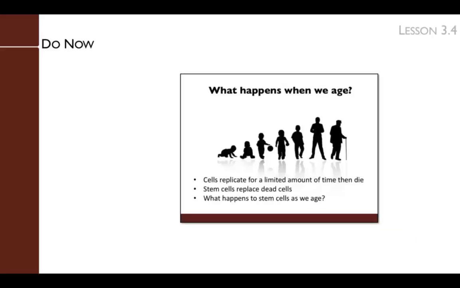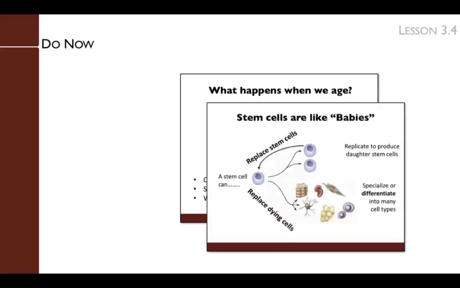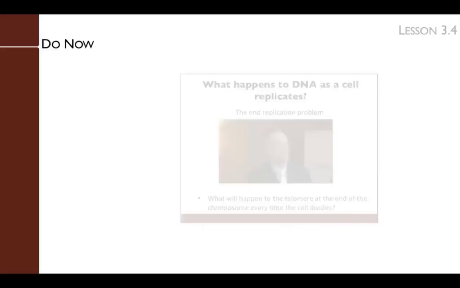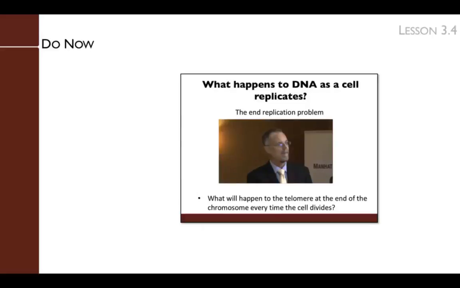As we age, cells must replicate. After a finite number of divisions, cells die. To replace these dead cells, stem cells divide and differentiate, but even stem cells do not divide indefinitely. As we age, the reserve of daughter stem cells becomes smaller. Each time a cell divides and replicates its chromosomes, the end of the chromosomes gets a little bit shorter.